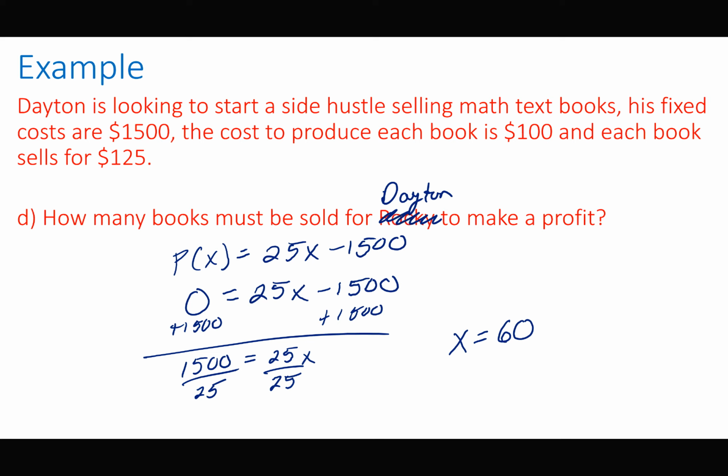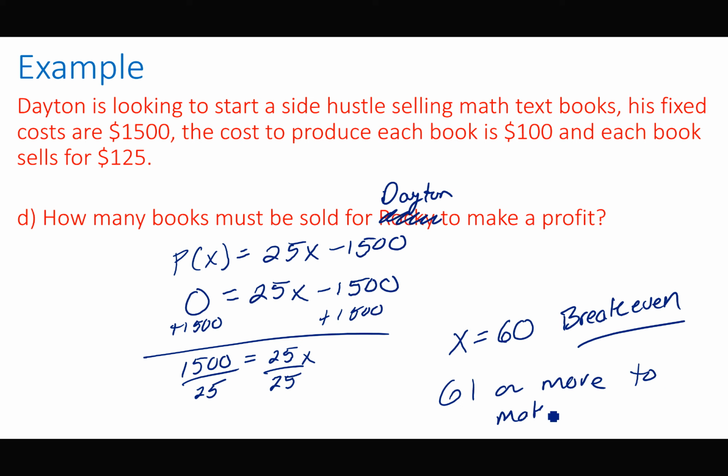So how many books must he sell to make a profit? 61, because again, this is the break even. So we need to be 61 or more to make a profit. So taking your final answer into the context of the problem, we're not going to have 60.5. We're not going to have half a textbook. We're dealing with whole units here. So 61 or more to make a profit.